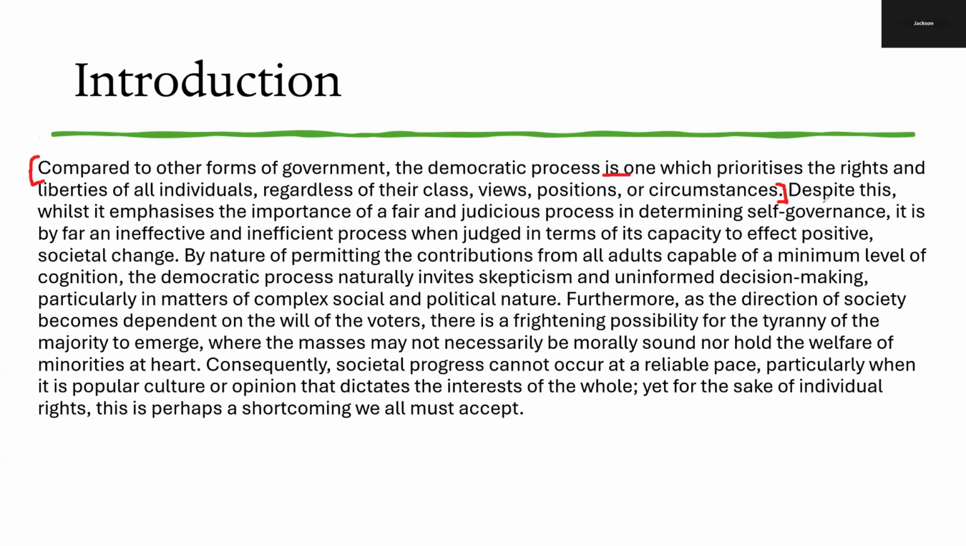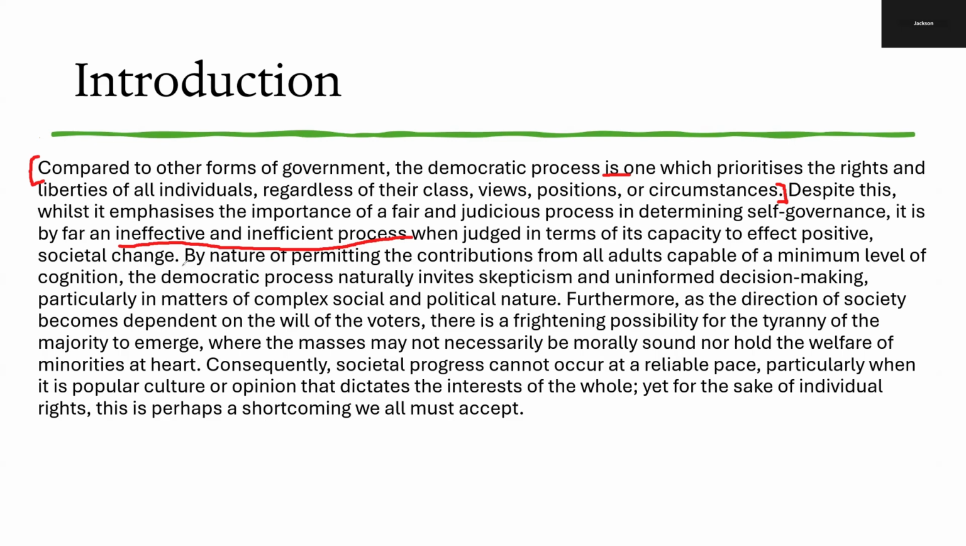But then the next sentence, what is the next sentence? Despite this, it emphasizes the importance of a fair and judicious process in determining so. It is, however, an ineffective and inefficient process. Let me just make that a bit neater. When judged in terms of its capacity to effect positive societal change. Now, I want to point out that this is actually the contention. And this is the contention because the first part is only defining what democratic processes are. But this is actually the contention because it's providing a particular viewpoint regarding the previous point. Now, the structure here talks about, in terms of the strengths, signposting forthcoming arguments.